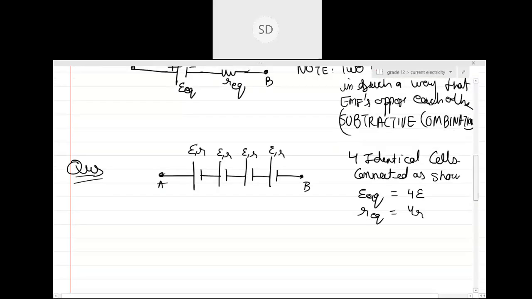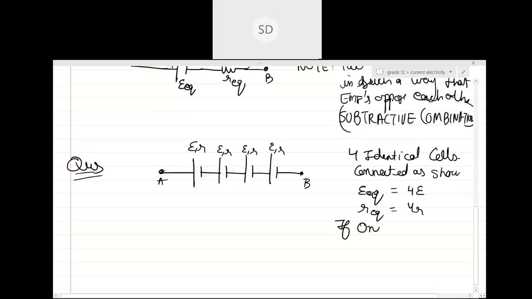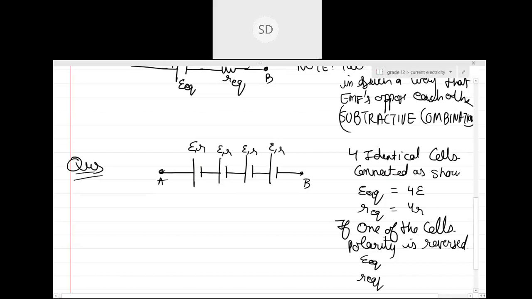Now the question is, if one of the cells' polarity is reversed, then find the new E equivalent and new R equivalent. 2E and 4R. Any one of them can be made opposite, no problem. So E equivalent will become 2E, and the resistance will become 4R, right?